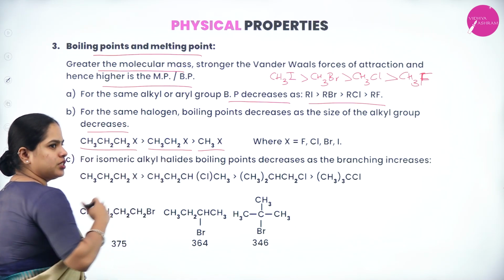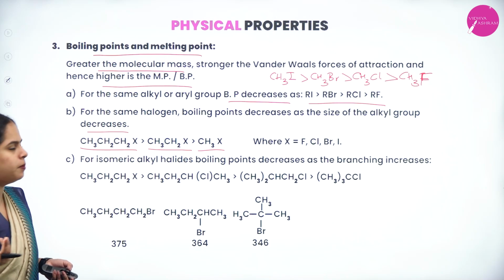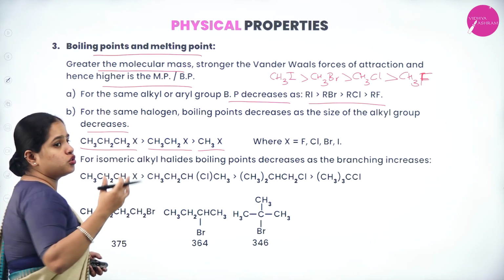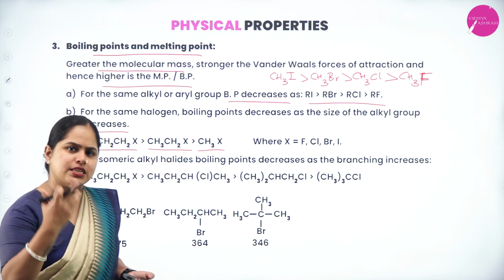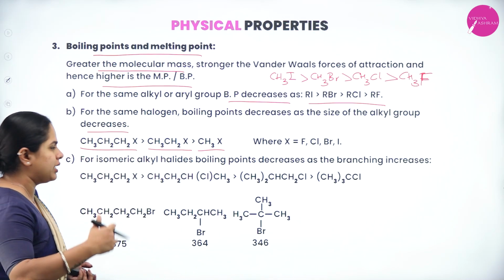As you can see, the halogen is the same. It can be fluorine, chlorine, bromine or iodine. But the alkyl group changes. So whichever alkyl group is the biggest one will have the highest molecular mass, hence the highest boiling point or melting point also.